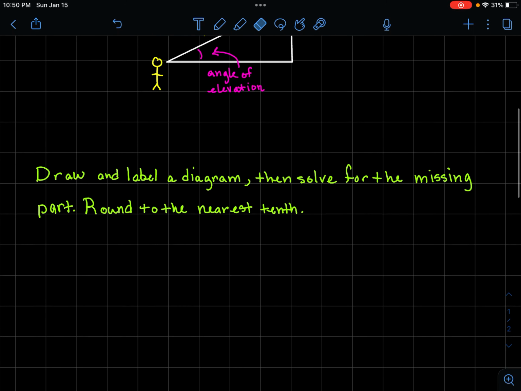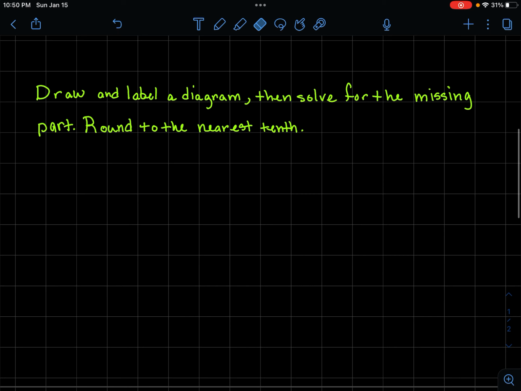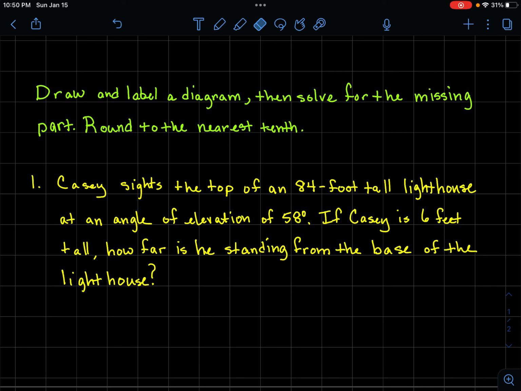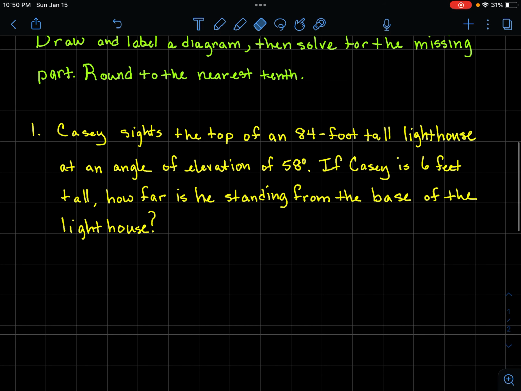So let's try an example using some angle of elevations in the trigonometry. So let's draw, label a diagram, and then solve for the missing part. We're going to round our answers to the nearest tenth. Our example here has Casey sights the top of an 84-foot tall lighthouse at an angle of elevation of 58 degrees. If Casey is 6 feet tall, how far is he standing from the base of that lighthouse?